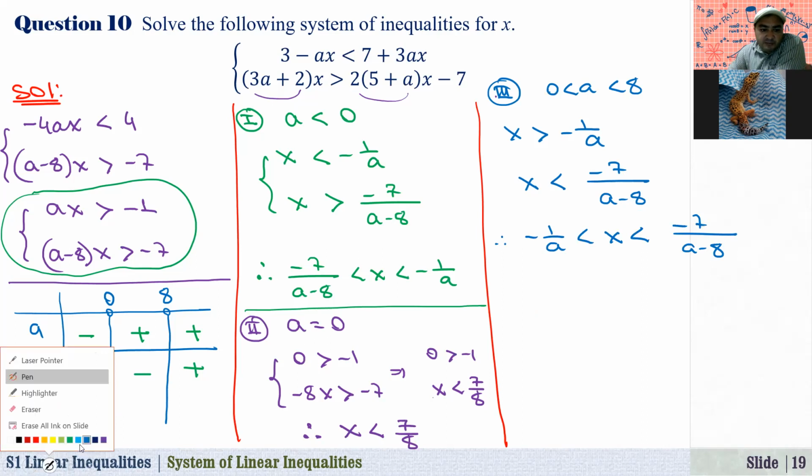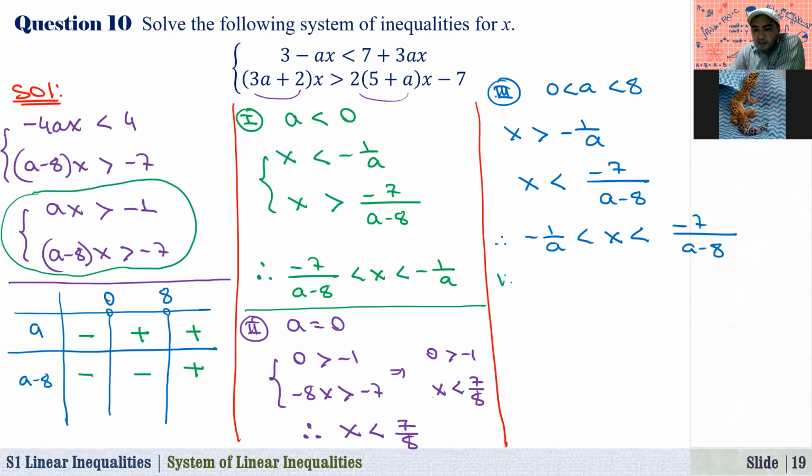And how about case number 4? Here we have case number 4. A is equal to 8. If a is equal to 8, the first one will be x is greater than minus 1 over 8. The second one, on the left-hand side, we have 0 greater than minus 7. Yes, 0 is always greater than minus 7. So here the solution will be x is greater than minus 1 over 8, if a is 8.